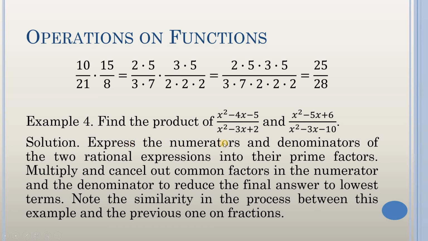Solution. Express the numerators and denominators of the two rational expressions into their prime factors. Parang same din doon sa ating ginawa kanina, in the numerators, kinuha natin yung kanyang prime factors. Multiply and cancel out common factors in the numerator and the denominator to reduce the final answer to lowest terms. Okay? Note the similarity in the process between this example and the previous one on fractions. Okay? Okay, we are going to show the solution.